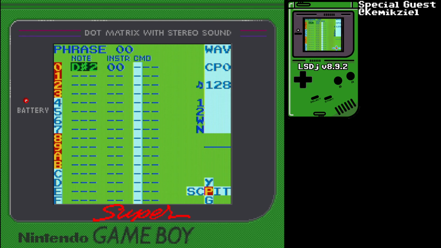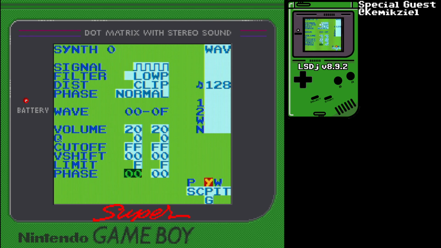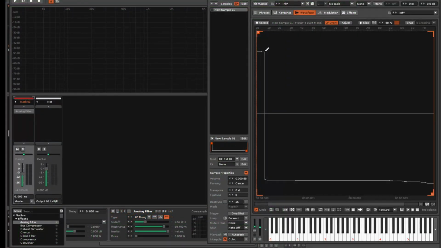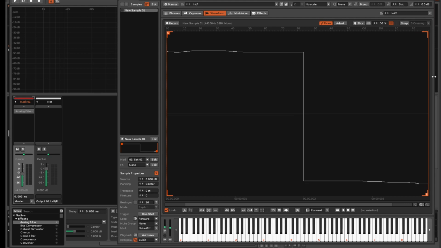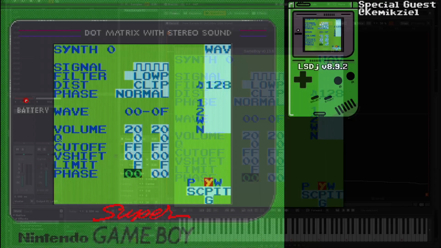Weirdly, you would think that the phase in LSDj at zero would be like this, and that FF would be here, but you just have to remember that it's kind of inverted. Phase 00 starts you off with your normal wave, and as you go to FF, it adds more space, almost like if you were to extend this out so that the original length is the same, but you're adding on more over here. So the more phase you add, the more it distorts it that way.